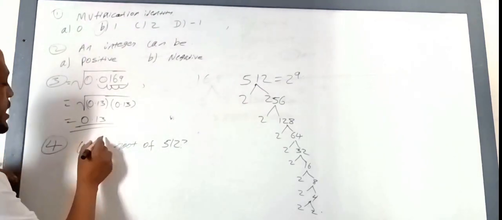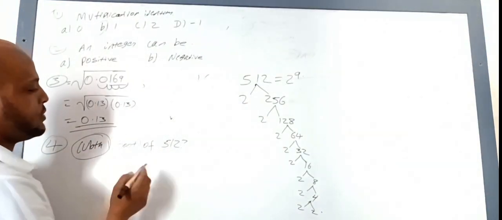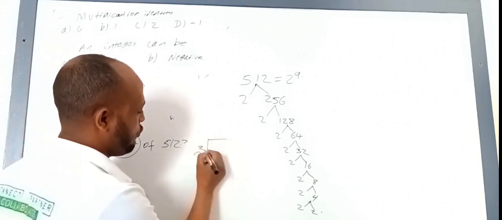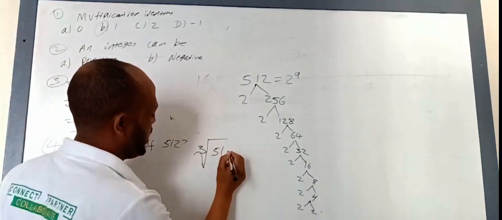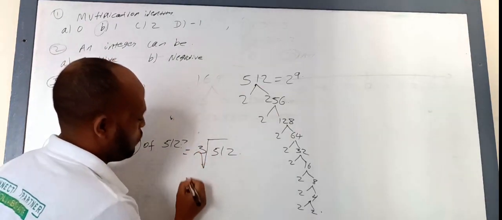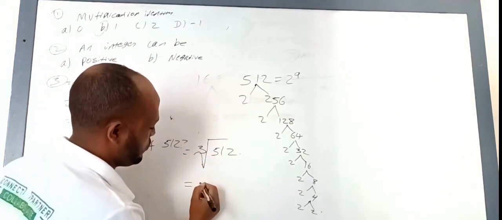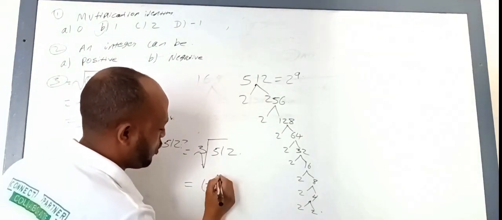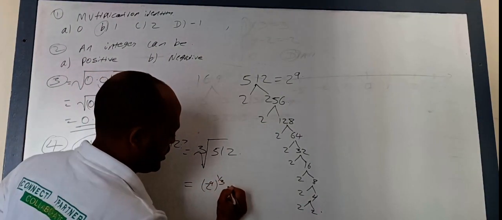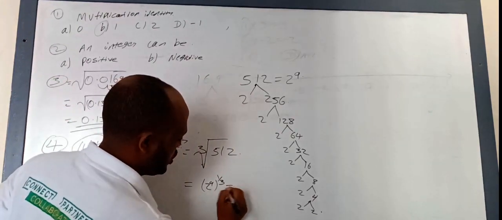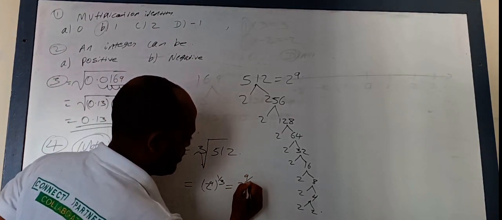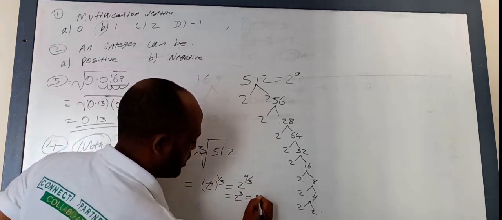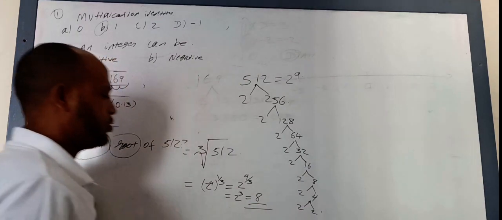So what we are asking for is a cube root. The cube root of 512 is equal to 2 to the power of 9, to the power of 1 over 3. Which is equal to 2 to the power of 9 over 3, which is equal to 2 to the power of 3, which is equal to 8.